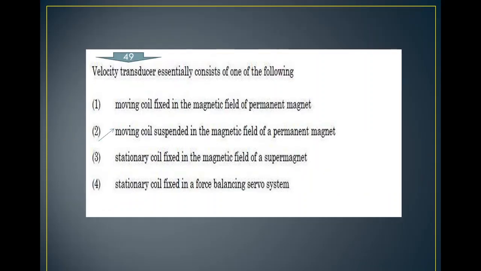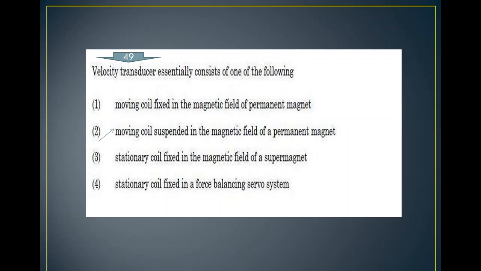Next question, question number 49. Velocity transducers essentially consist of one of the following. Option first, moving coil fixed in the magnetic field of a permanent magnet. Option second, moving coil suspended in the magnetic field of a permanent magnet. Option third, stationary coil fixed in the magnetic field of a supermagnet. And option fourth, stationary coil fixed in a force balancing servo system. The correct option, option second, that is moving coil suspended in the magnetic field of a permanent magnet.